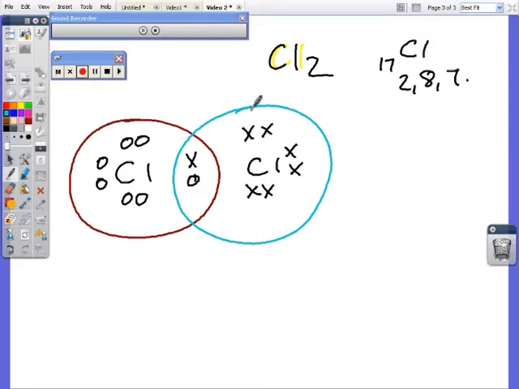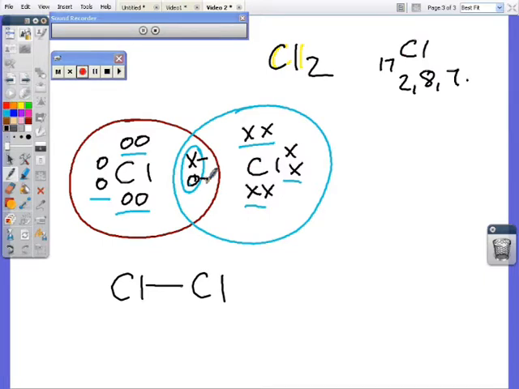Let's check that they have full outer shells. 2, 4, 6, 8. Likewise over here, 2, 4, 6, 8. Okay, so both of those chlorines have got full outer shells now, and they are again single covalent bonds because we have one electron from each chlorine in the bond, and that is diatomic chlorine, Cl2.